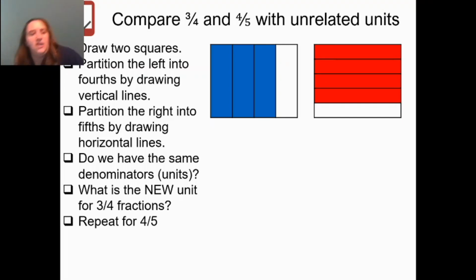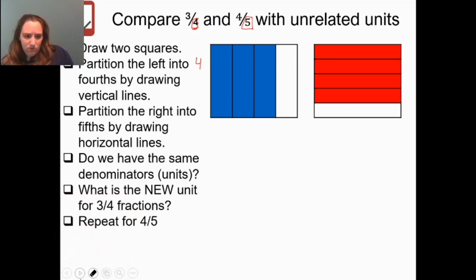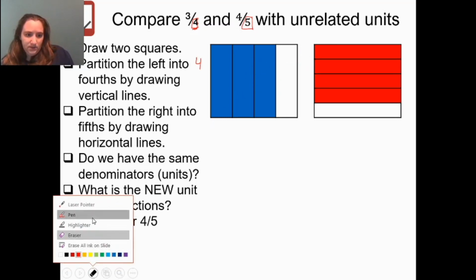Alright, now I'm going to be looking at the fractions here. Do we have the same denominators or units? If you look up here, we've got 3/4 and then we have 4/5. So our units on this one are fourths, and our units on this one are fifths. Is that the same? No, it is not.